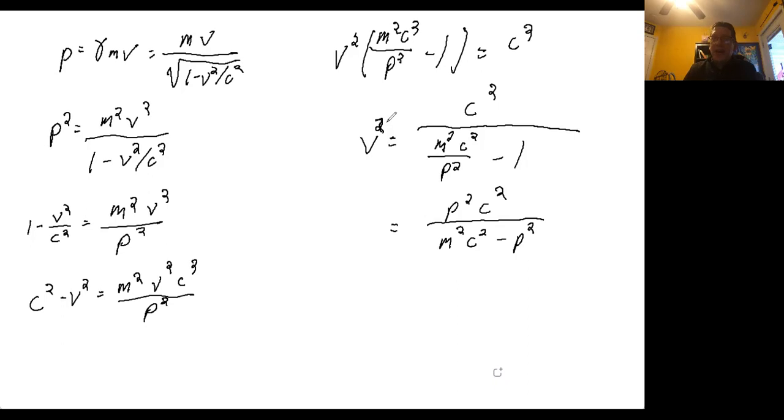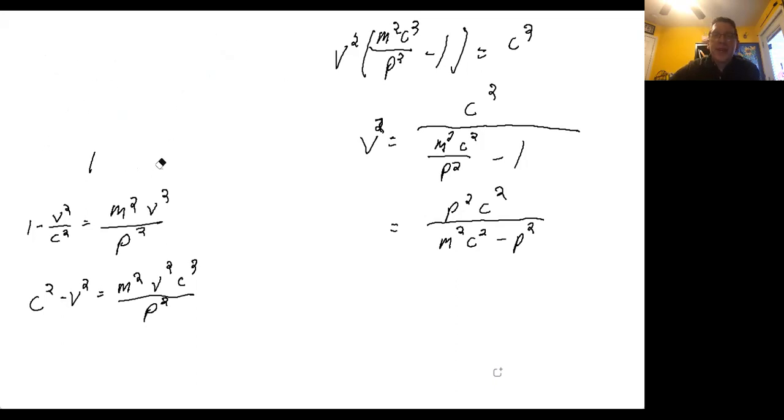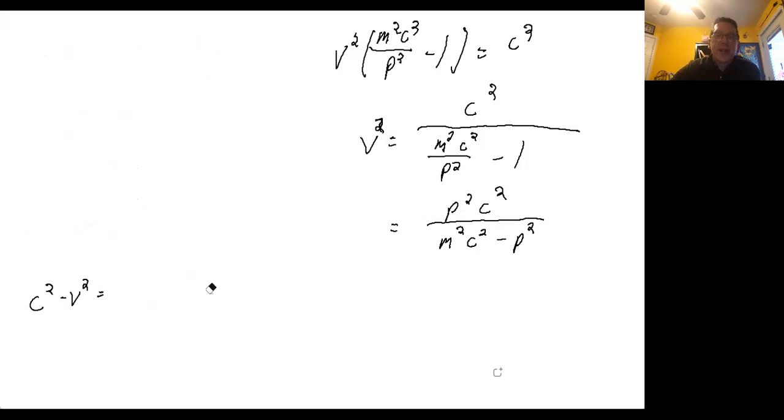So how does that affect solving for relativistic energy in terms of momentum? Your total energy is equal to gamma mc squared. So let's set that up. Now that we've solved for v in terms of p, we can solve for the energy in terms of p. So we have E is equal to gamma mc squared. So this is the total energy.